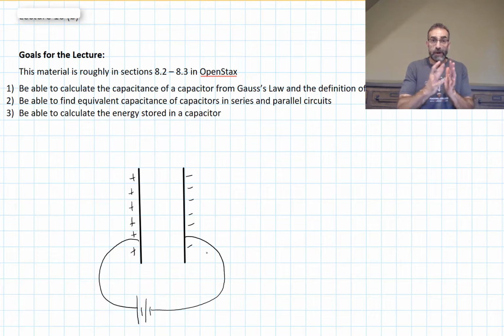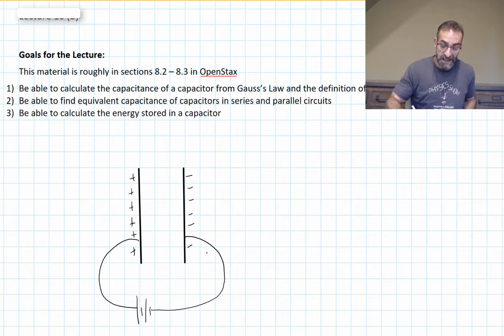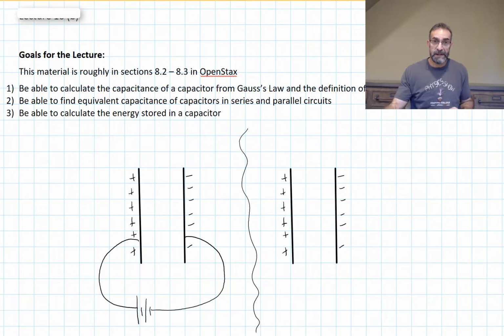And so we've done work on those charges, separating them, moving them from one plate to the other. And there's stored potential energy in the system. We can disconnect the battery, and with the battery disconnected, there's just energy stored in the capacitor because of the charge separation that we created. Now we can hook something up to this capacitor. Maybe we hook up a light bulb.